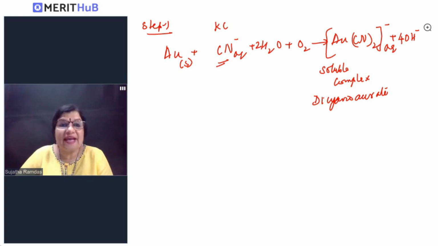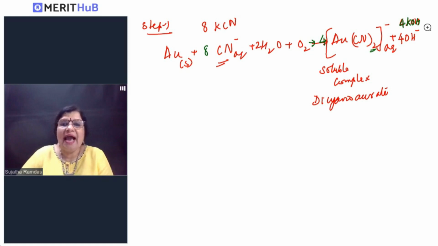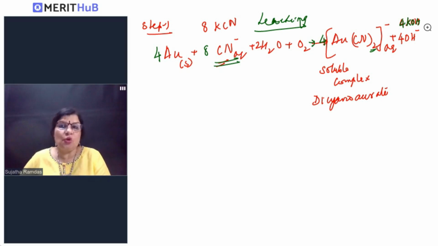So if we have potassium cyanide, we will need 8 potassium cyanide, 4 to form potassium hydroxide and 4 will be here. So I'm not writing the complete equation here. So this has to be 8, because cyanide ion has to be 8, and this will be therefore 4. This is how you balance the first step called the leaching process. The leaching agent being the potassium cyanide or sodium cyanide aqueous solution or the cyanide ion. Same method is done for silver also. So this is the identity of X.